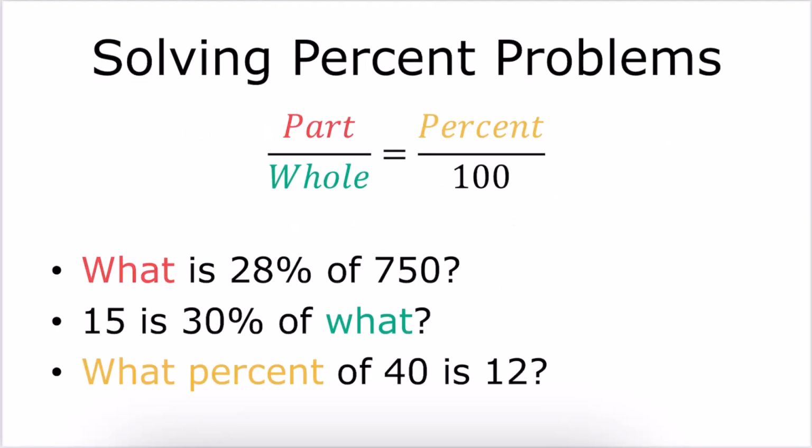And when you're solving percent problems, there's three different types of percent problems. So there's problems where the part is missing, like what is 28% of 750, where you know what the percentage is and you know what the total amount is, but you're trying to figure out what is 28% of 750. You can also have percent problems where the whole is missing, like 15 is 30% of what? Or you can have percent problems where you are asked what percent of 40 is the number 12. And so in future videos, we'll go through several different methods that you can use to help your students solve these three types of percent problems.